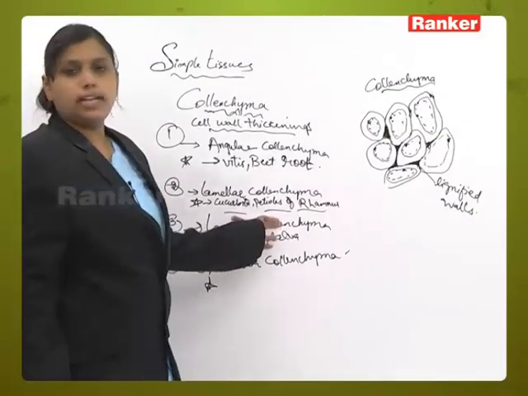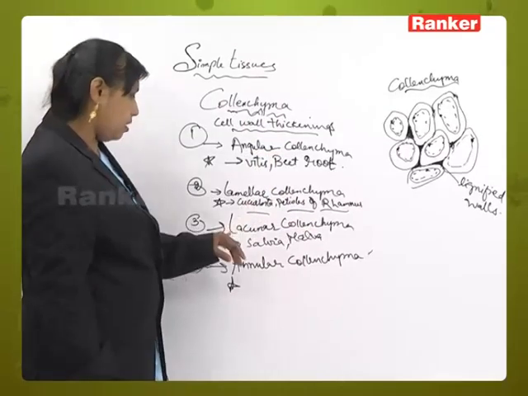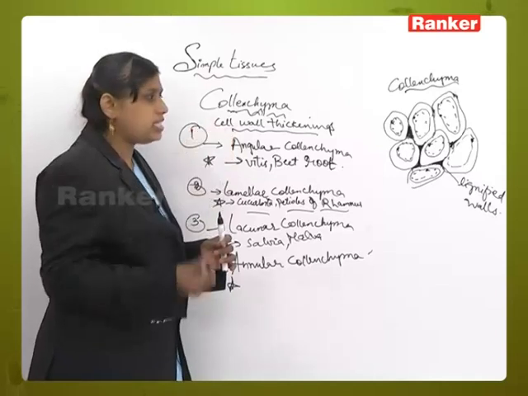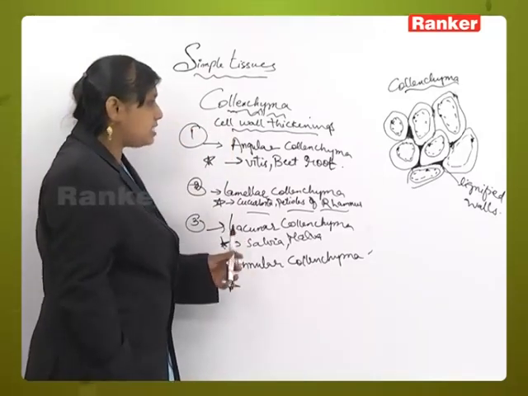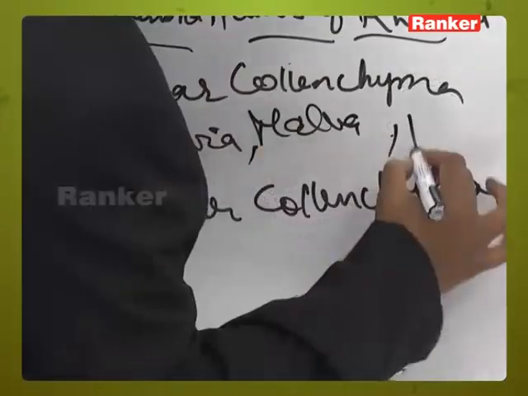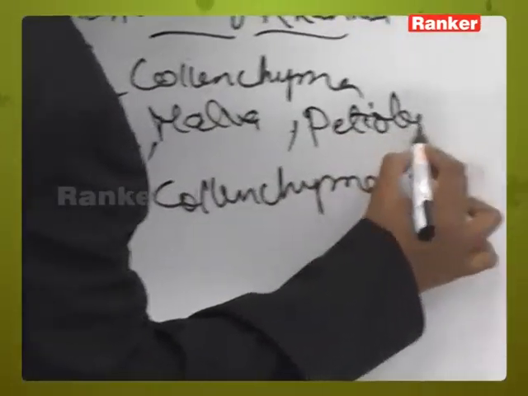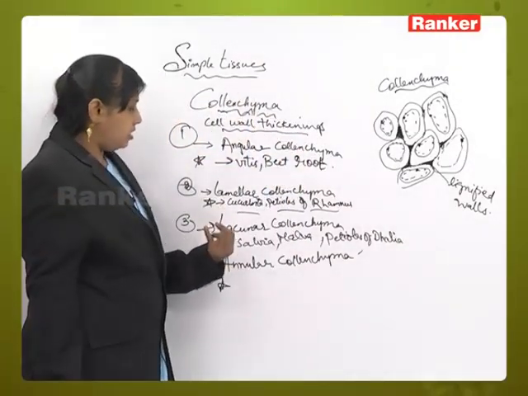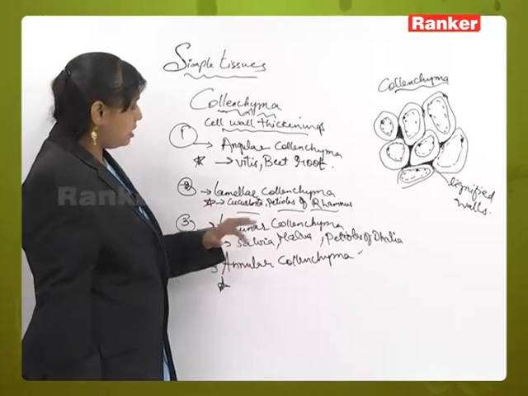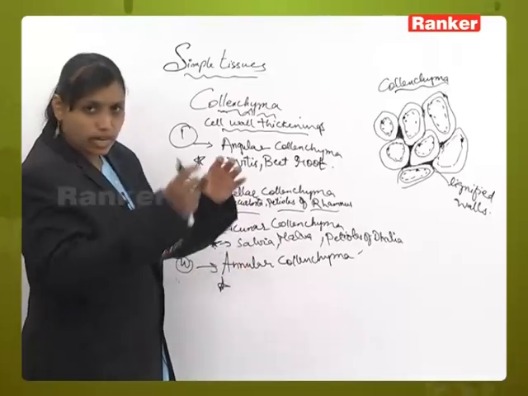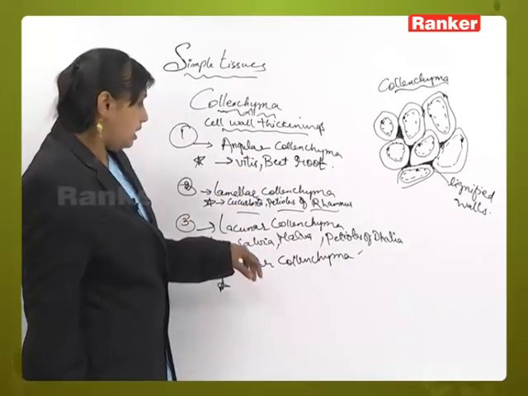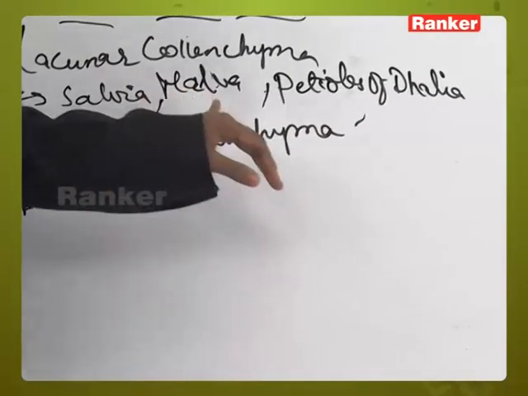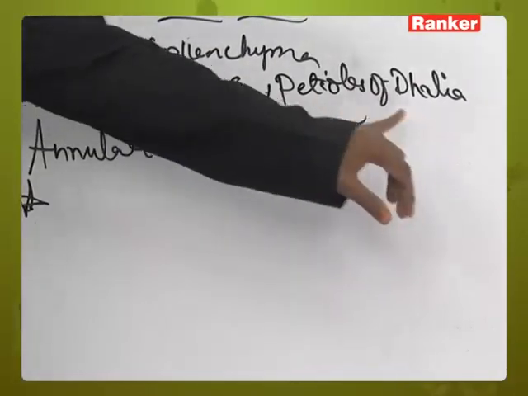Now, what is lacunar Collenchyma? A lacunar Collenchyma is a type of Collenchyma where the cell wall thickenings are deposited towards only one side of the intercellular spaces. In this type, intercellular spaces are present, and the cell wall thickenings are present towards the one side corner of the intercellular spaces. The examples are salvia, malva from malvaceae, and we can also see this type of Collenchyma in the petioles of dahlia plant.